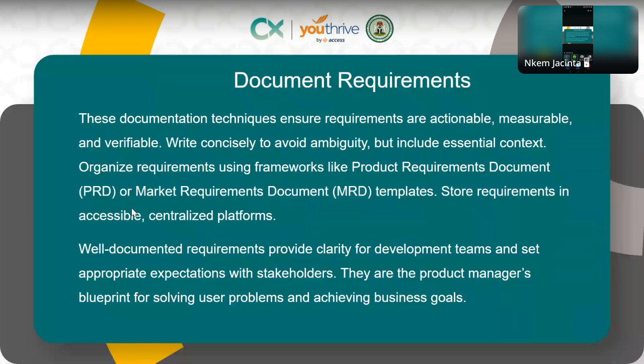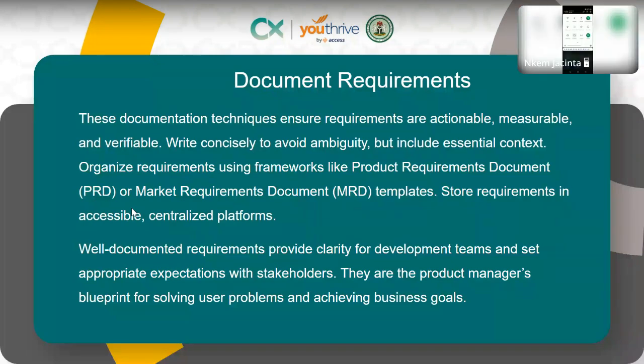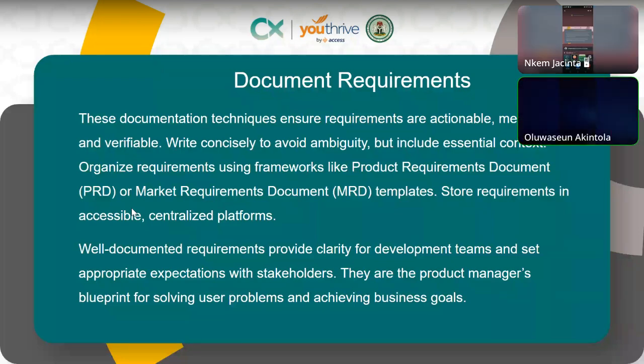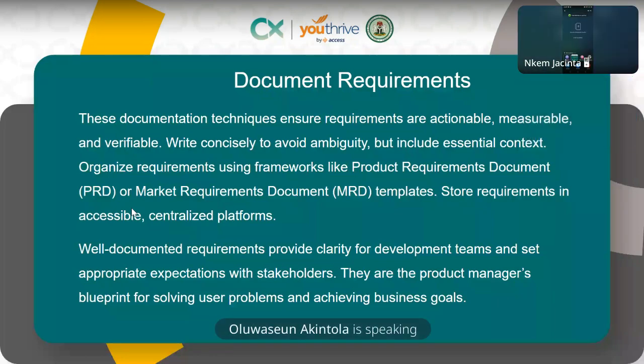All right. So your requirements documentation techniques ensure requirements are actionable, measurable, and verifiable. Write concisely to avoid ambiguity, but include all essential context when you're writing your requirements. Organize your requirements using frameworks like product requirement documents. Remember I mentioned the market requirement document. Sometimes we have the business requirement document, which is what the business analyst writes. Market requirements is the one when you're doing your market research together with the marketing team. Product requirements have that framework. All right. Well documented.